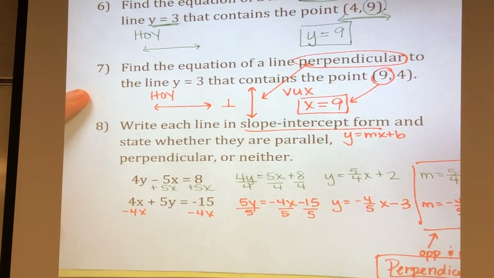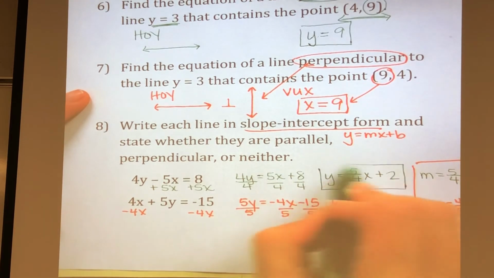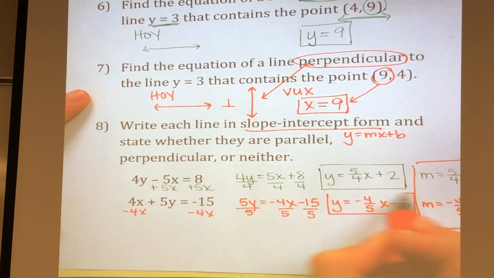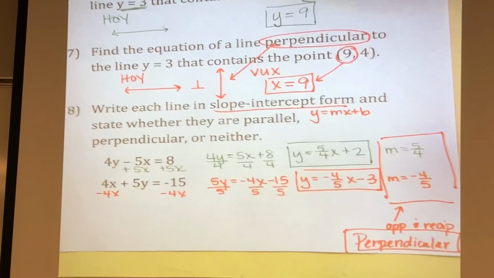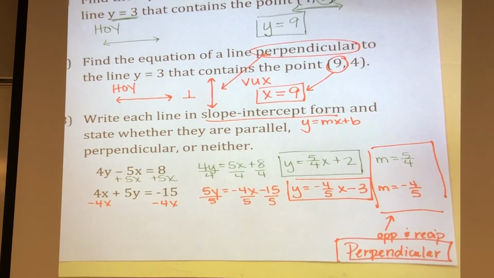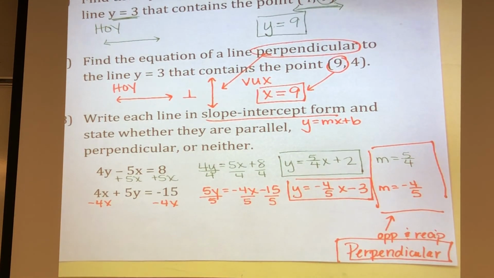So we got our lines written in slope-intercept form, and then we compared the slopes to determine if they were parallel, which would have been the same, or perpendicular, opposite and reciprocal, and they were.